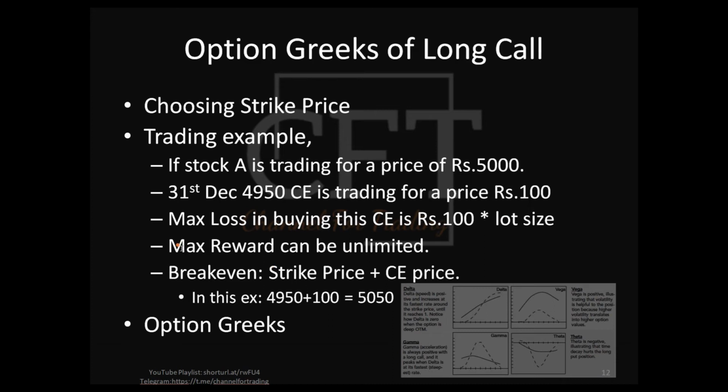Okay, now what is the maximum reward? It can be unlimited. These things are also explained clearly in the earlier episode. And the break-even price: how do we calculate it? It will be the strike price plus the premium we are paying, that means the CE price. Here the strike price we have selected is the 4950 call, so 4950 plus the premium we have paid, which is 100. So it is 5050.